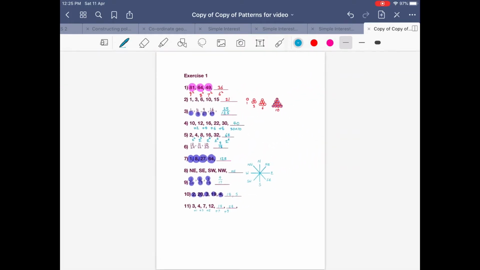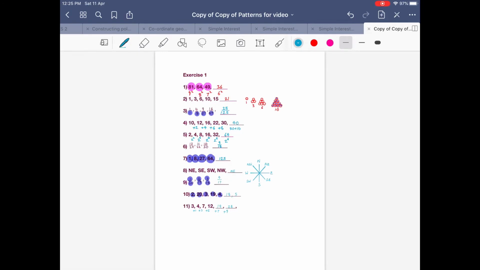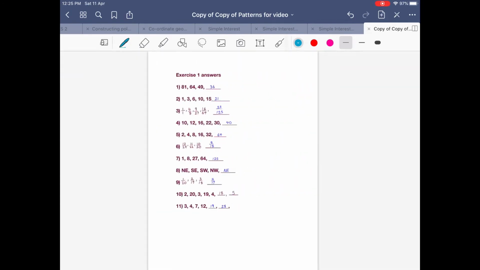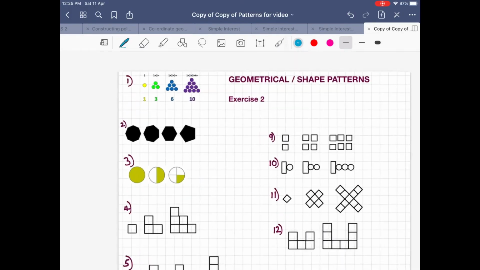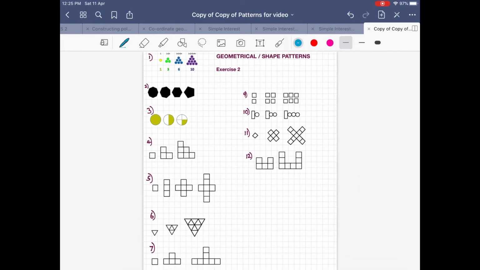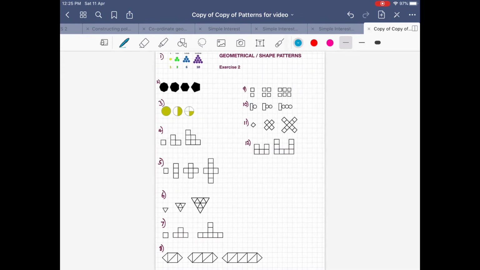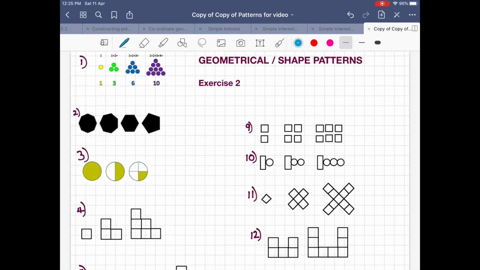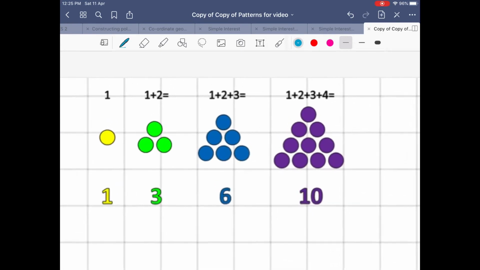So that brings us to the end of the first exercise. Let's go on to the next exercise. So here we have geometrical shapes, and these are particularly growing patterns. So let's start with number 1.